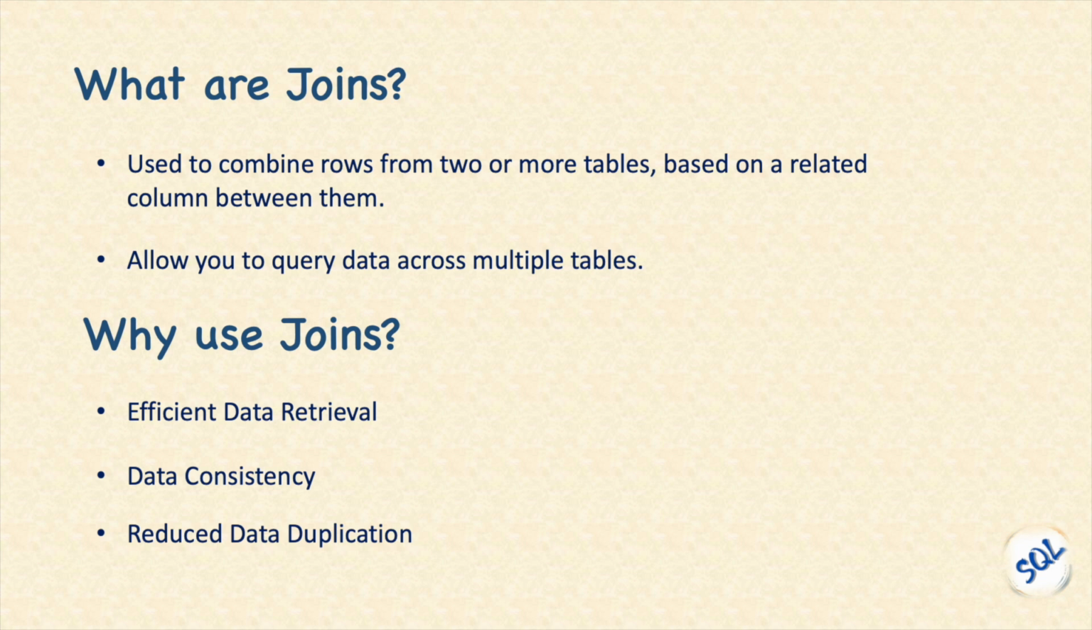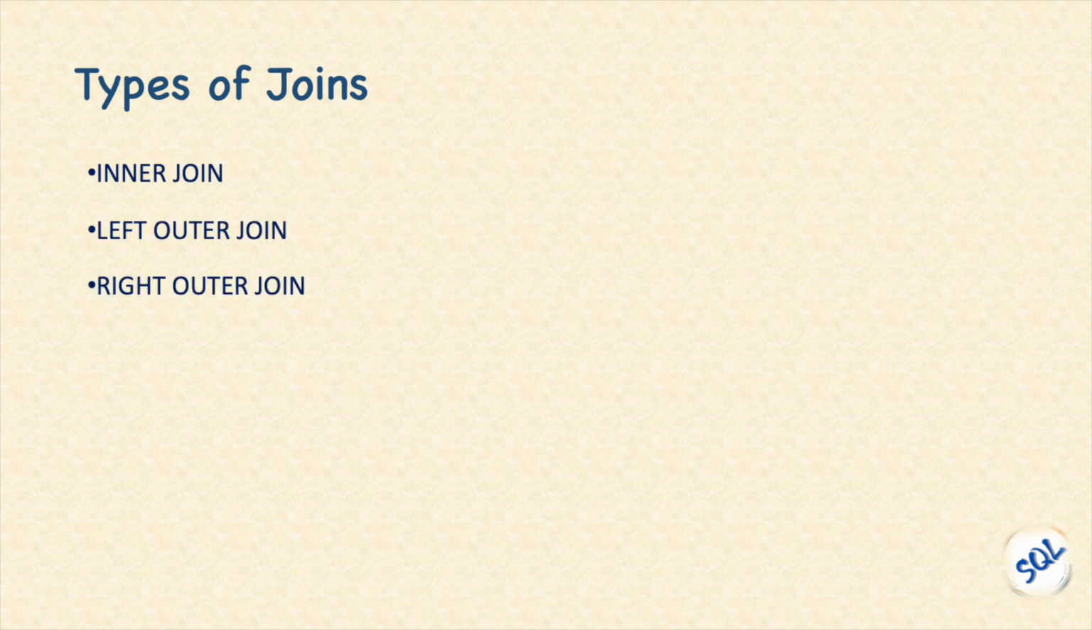In summary, SQL joins are essential for efficient data management, reducing redundancy, and enabling powerful and flexible data queries in relational databases. There are multiple types of SQL joins available. They are inner join, left outer join, right outer join, full join, and cross joins. We will discuss each of them in detail.